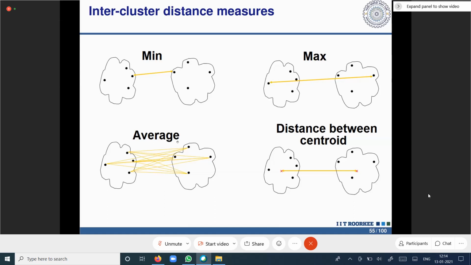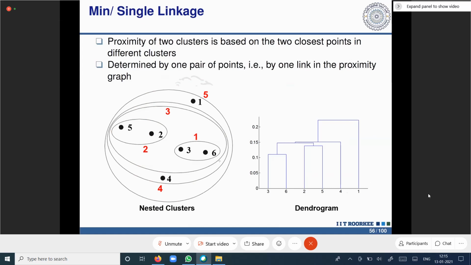Max tries to find the maximum distance between any 2 points belonging to the 2 clusters. So this point is at a maximum distance from this point, and this would be the distance between these two clusters. Another one is the average distance. It finds all the pairwise distances and takes the average of them. That is called average linkage. Another one finds the distance between centroids: you find the centroid of each cluster and find the distance between them. These different methods give rise to different clustering results.